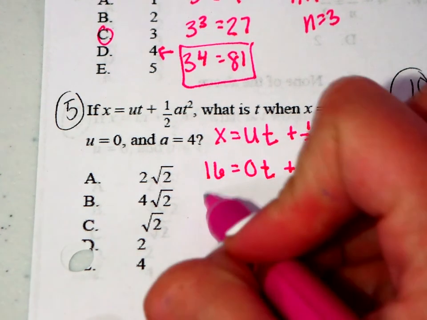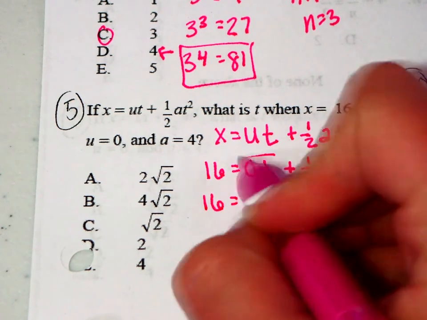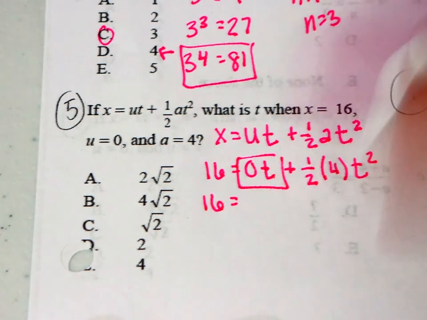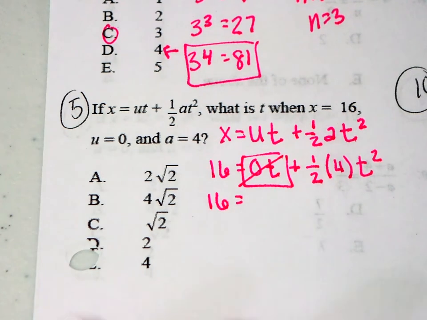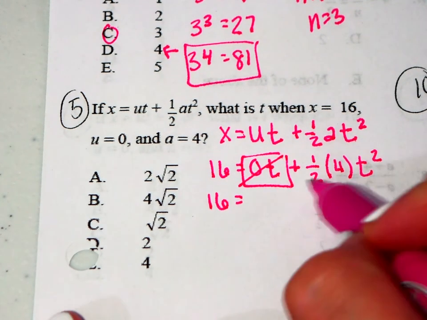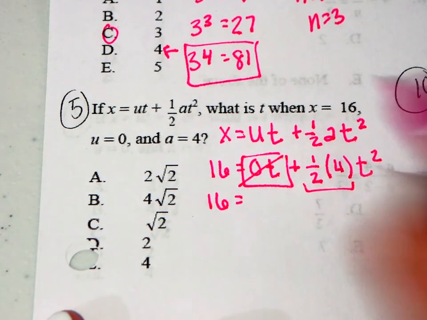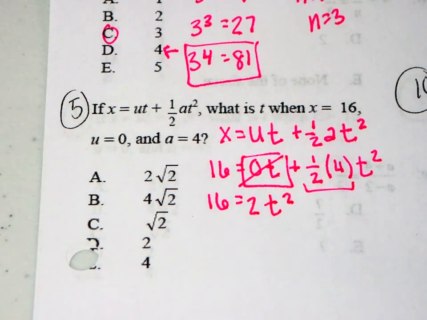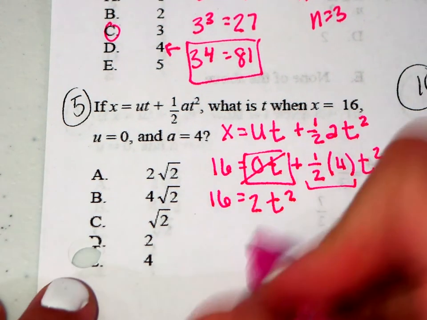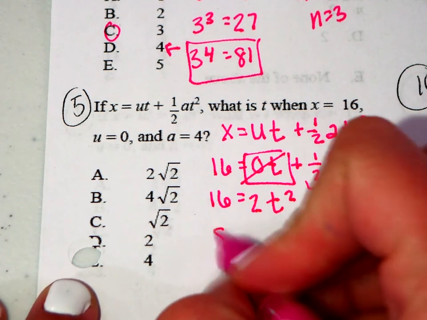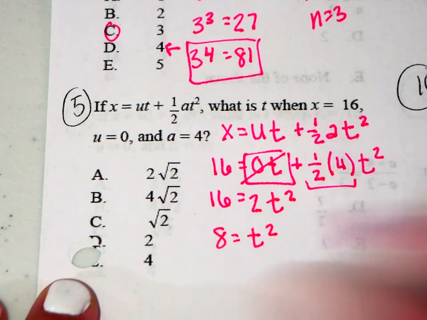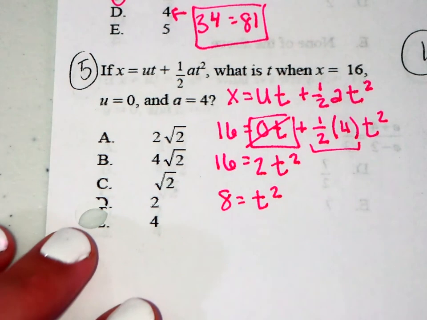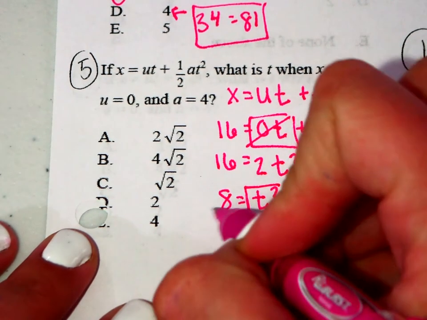Where some of the confusion comes from in class is this part right here, 0t. You actually don't have to write this. I'm just going to cross it off. 0t is nothing. Then I'm going to simplify 1/2 of 4. So 1/2 times 4 is 2t squared. Now, I do not want a square root yet. I want to get t squared alone. So when I divide by 2, I get 8 equals t squared. And now that t squared is isolated, I can go ahead and solve for t.